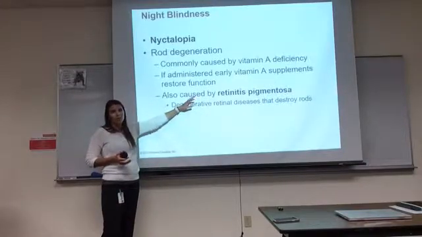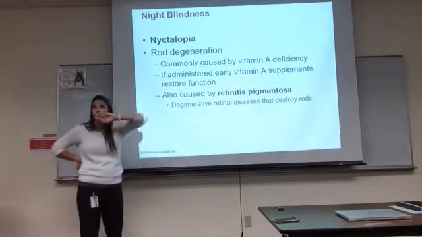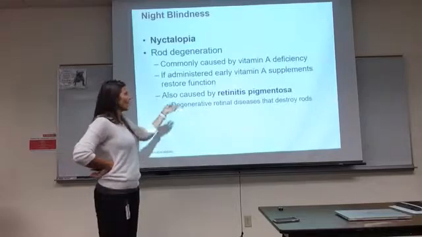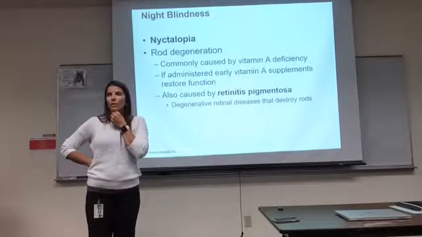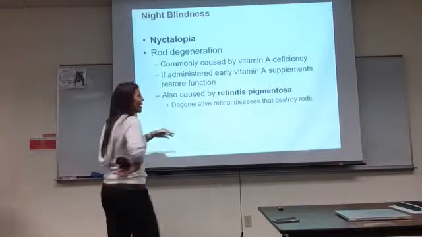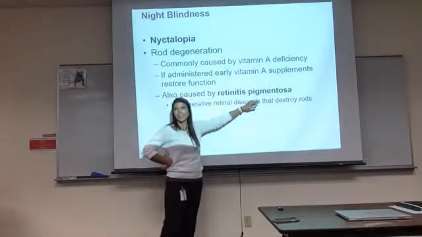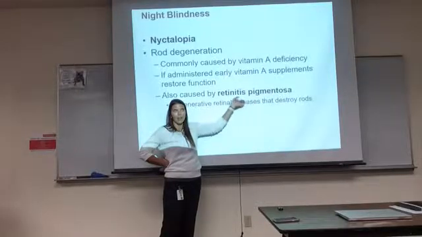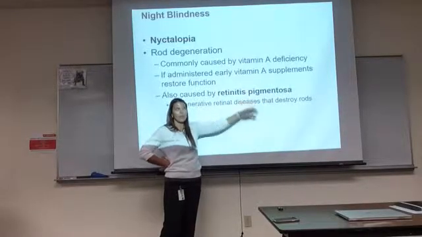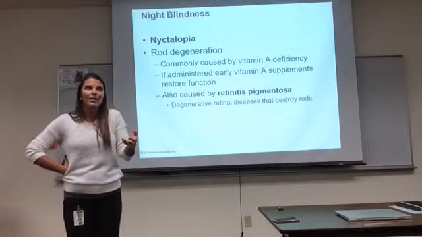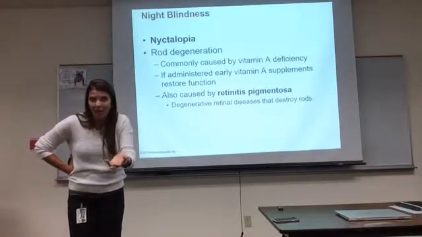Retinitis pigmentosa. So we know that itis means what? Inflammation of. Right? So retinitis means it's an inflammation of the retina. Okay? And pigmentosa just tells us that there's a pigmented layer of the retina, so inflammation of that. That's an actual disease. And that disease can lead to night blindness, and vitamin A won't fix that.